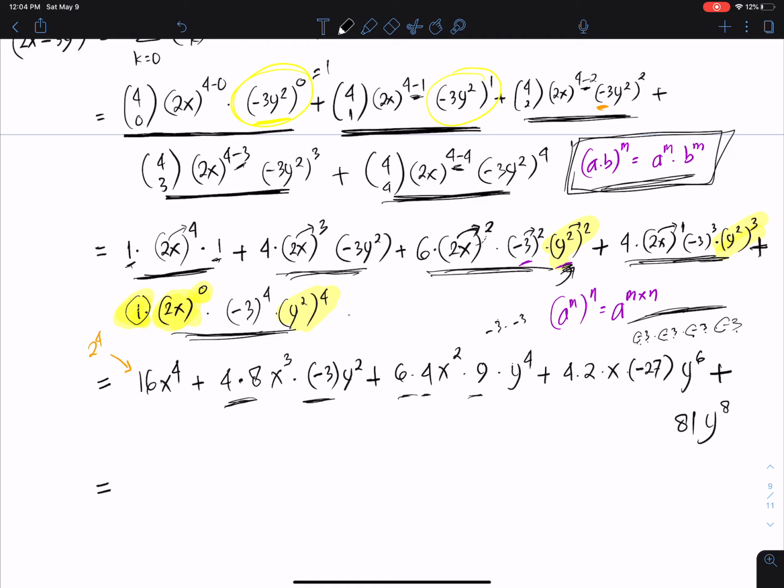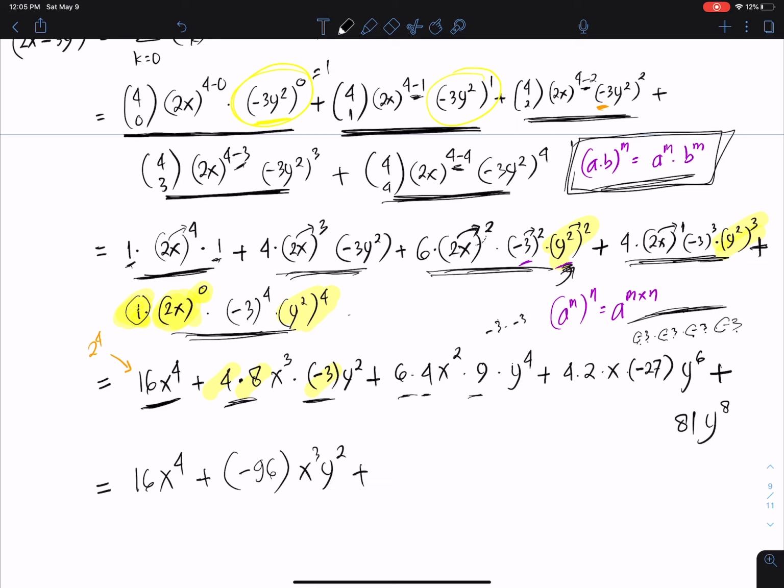Okay, so let's do it. Over here we will get the final 16x^4, and then plus over here 4 times 8 times minus 3. So 4 times 8 times minus 3. Let me open my calculator first. So I will highlight 4 times 8 times minus 3. I will get minus 96, with x^3 and then y squared.